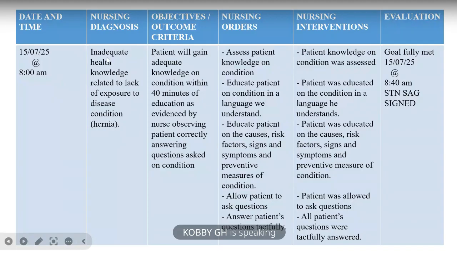Don't write inadequate health knowledge related to inadequate knowledge on condition. You've related problem to problem again. Remember, this inadequate health knowledge is representing patient has limited or inadequate knowledge on condition. Okay, so inadequate health knowledge related to lack of exposure to disease condition. How do we write the objective?